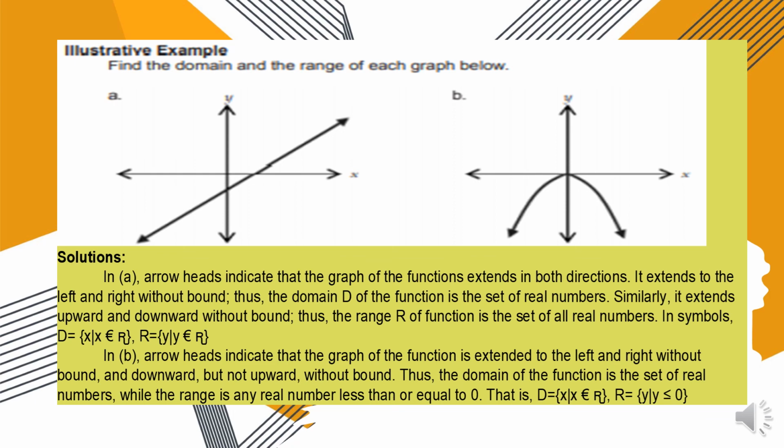In example letter B, arrowheads indicate that the graph of the function extends to the left and right without bound, and downward but not upward without bound. Thus, the domain of the function is the set of real numbers, while the range is any real number less than or equal to 0. That is, D = {x | x ∈ R} and R = {y | y ∈ R, y ≤ 0}.